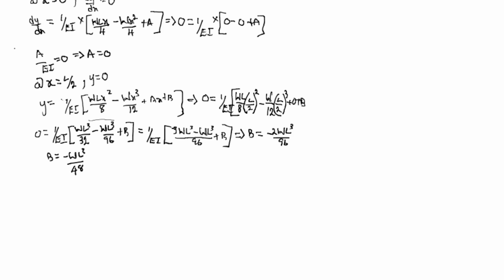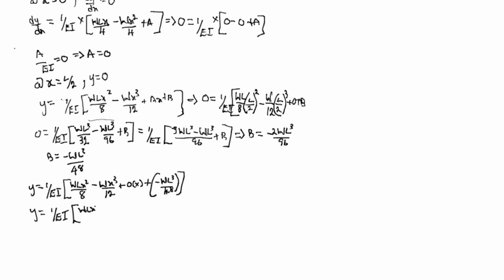Next, what we are to do is substitute those values into the equation of our deflection y, which is equal to the reciprocal of EI into (WLX squared over 8 minus WX cubed over 12 plus A times x, where A is 0, plus B, which was gotten as negative WL cubed over 48). So therefore our expression y would be equal to 1 over EI into (WLX squared over 8 minus WX cubed over 12 minus WL cubed over 48).